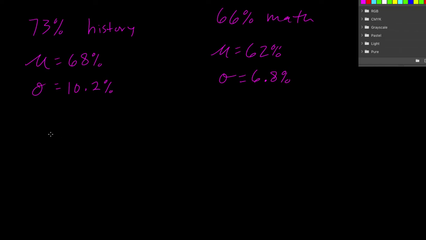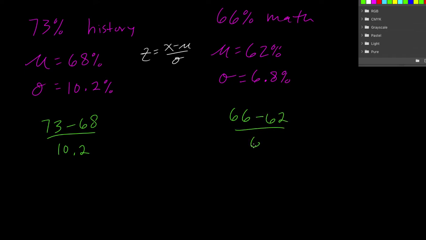So we're using the z transformation. In history, she got a 73%. We subtract the mean, and then we divide that by the standard deviation. Over here, we'll do the same thing. She got 66. We take away the mean, which is 62, then we divide that by 6.8.